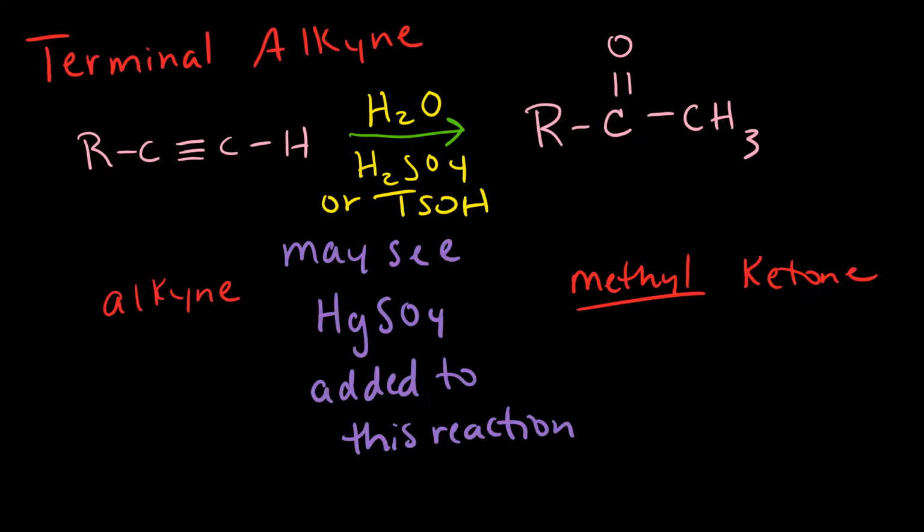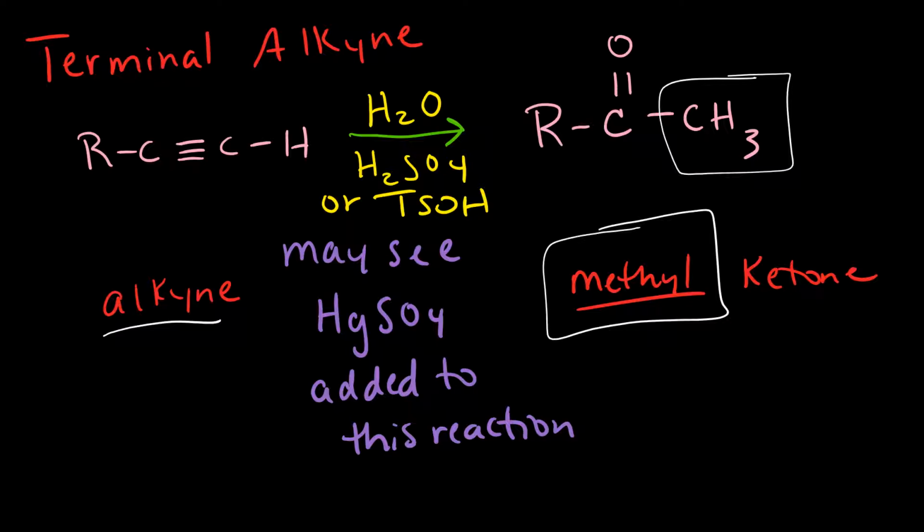With a terminal alkyne, the process is exactly the same as we're going to see, but you end up going from an alkyne to specifically a methyl ketone. So there's always going to be a methyl group on one side of this carbonyl, the C double bond O. Sometimes you may see HgSO4, mercuric sulfate, added to this reaction. We're not going to get into the details of that, but just don't be thrown off if you see that as an additive.